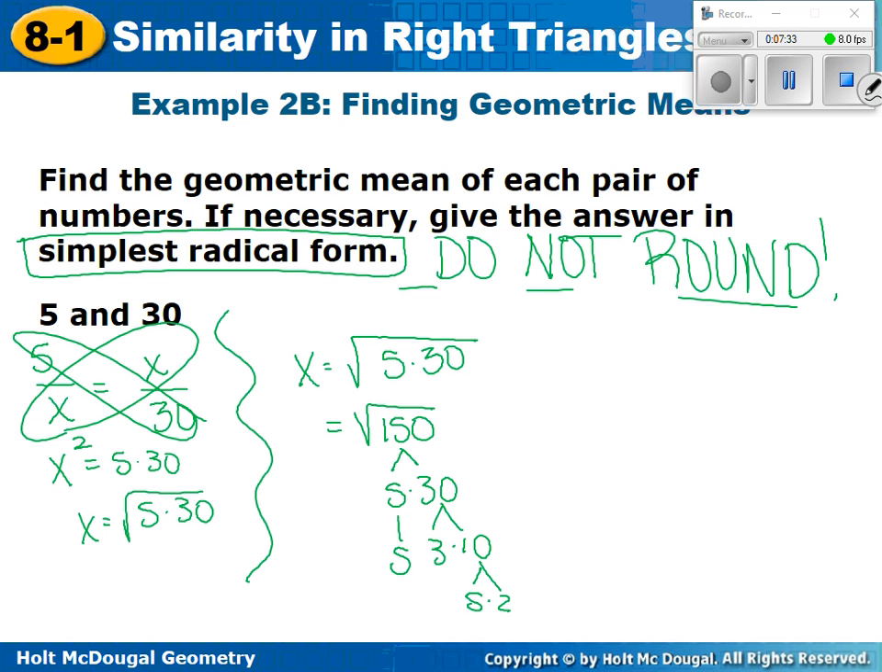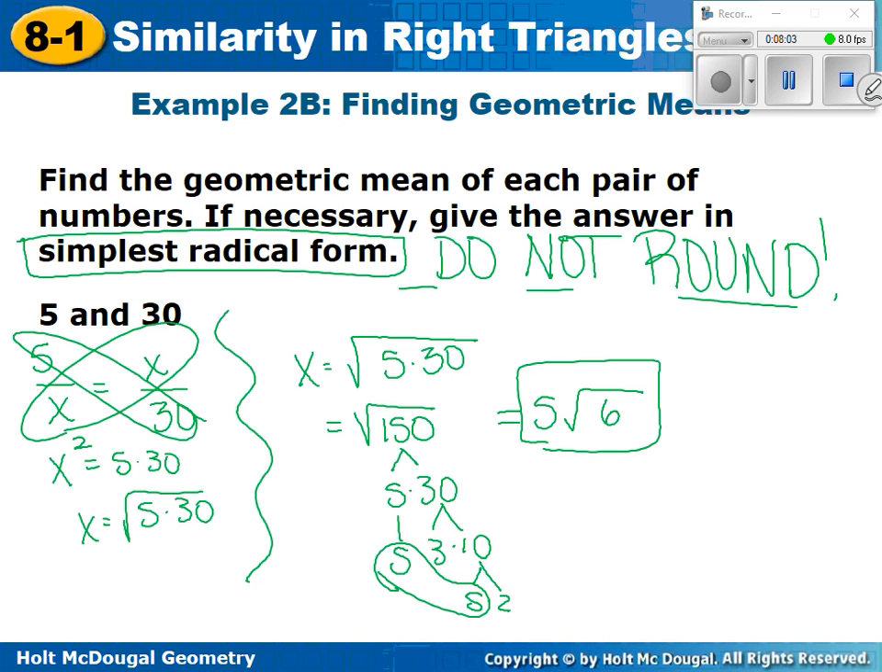What are we looking for? Pairs. Do we have a pair? Okay, we have a pair of 5s. So where does that go? Outside. And what's left underneath? 6, because we have a 3 and a 2, and this is all multiplication, so it's 3 times 2, which is 6. So what we're saying is the geometric mean between 5 and 30 is 5 square roots of 6.